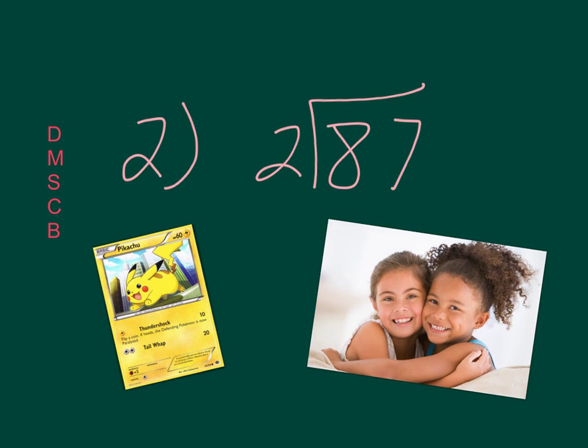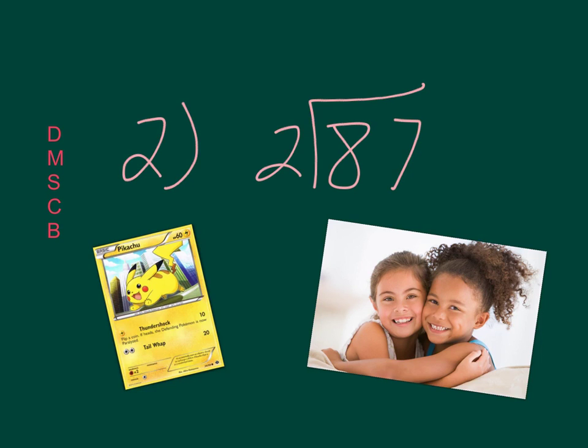So there's my friend, and so I guess you could say that this could be me, this could be her, or vice versa, but there's 2 of us. There's 87 cards, so these 87 cards are going to be shared equally amongst the 2 of us.